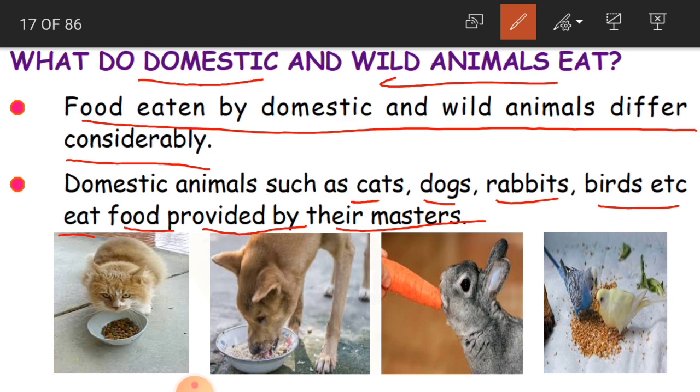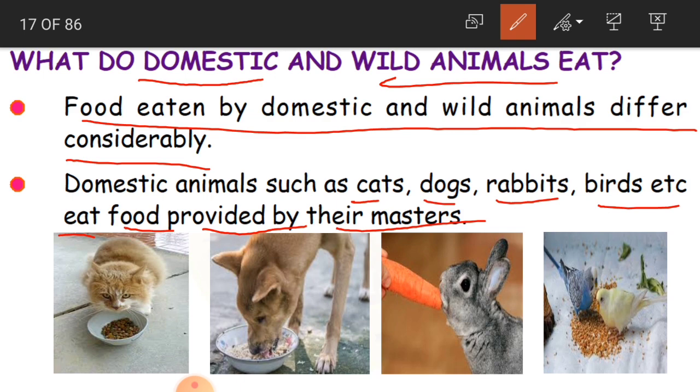Suppose in your home you are having a pet dog or a pet cat or some bird, rabbit, any animal. Then you become the master because you are taking care of that particular animal. You are feeding it, you are taking care of it. So you become their master. So what do these animals do for eating? Whatever the master provides as food, they are going to eat that particular food.